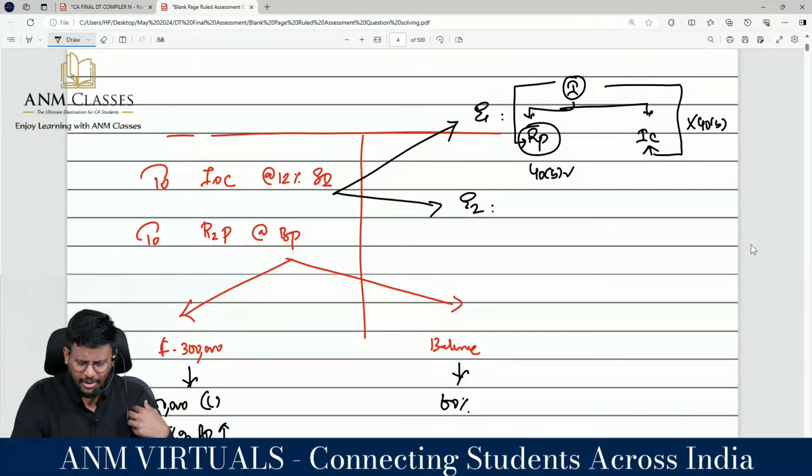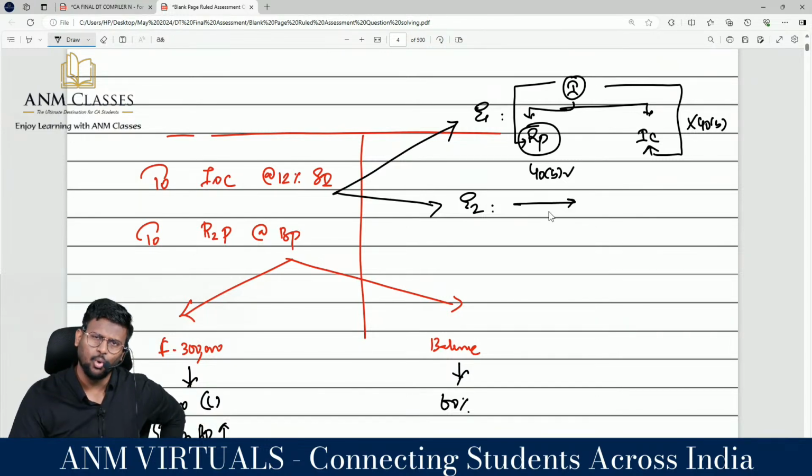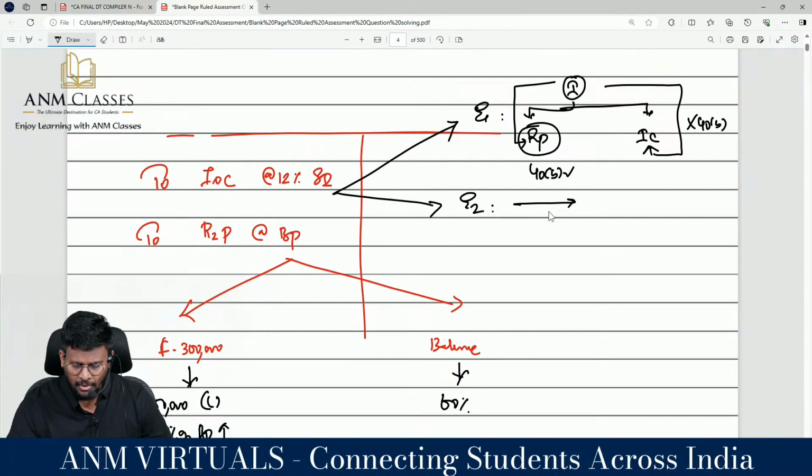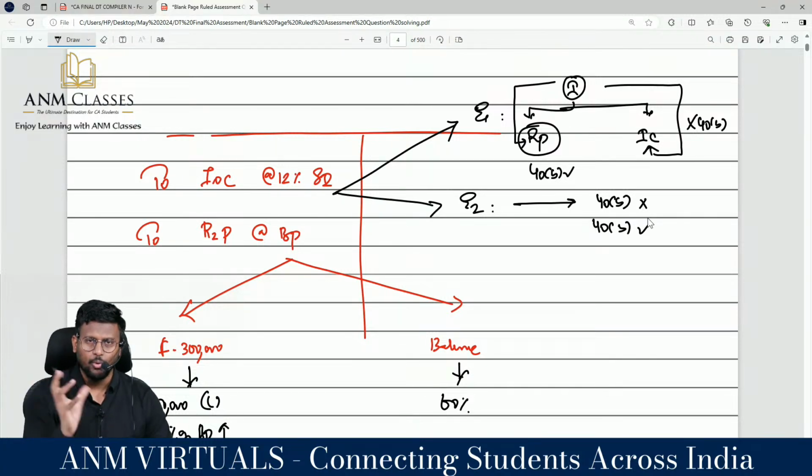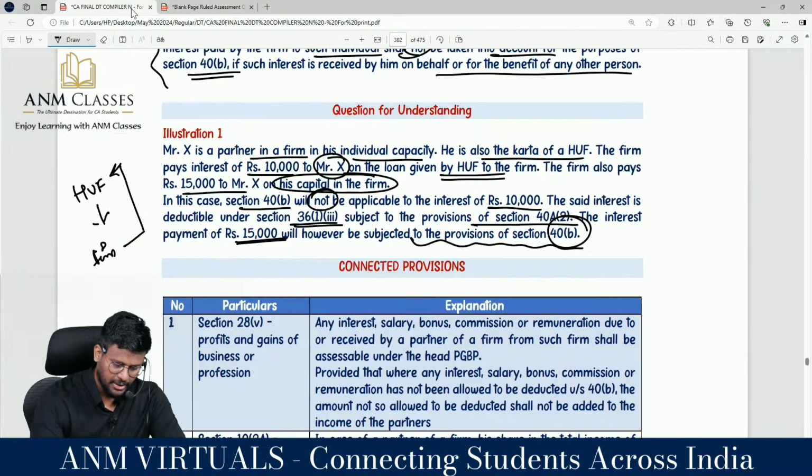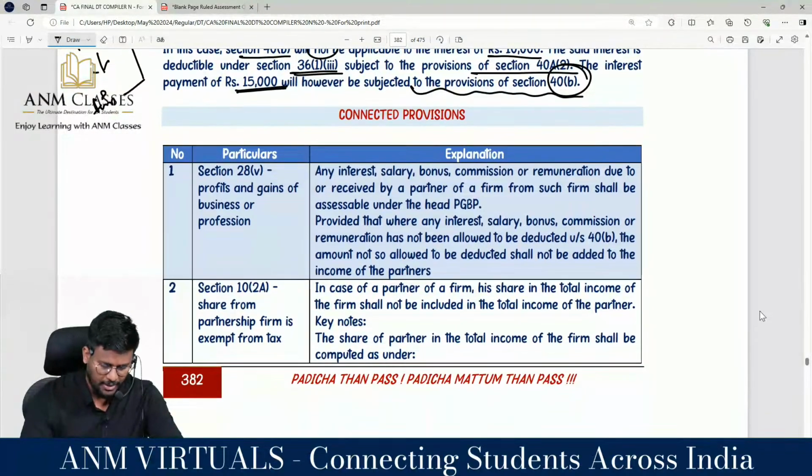Next one, I am an individual, I am a partner in the partnership firm, not in representative capacity but in individual capacity, but some other person has given a loan to the partnership firm. If I get that interest, that will not be within the limit of 40B. But for my capital, if I get any interest, that amount is within the limit of 40B. This is the max to max, a very simple area for examination, connected provision.